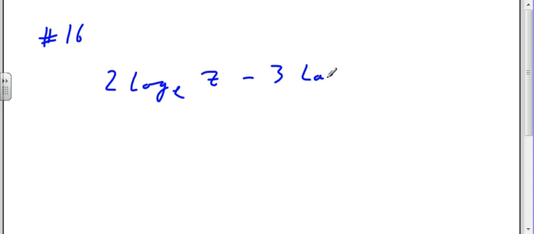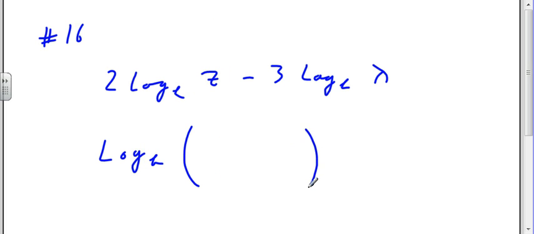All right, number 16. 2b or not 2b, that is the question. Log base b of z minus 3 log base b of x. And we want to make one thing. So we want to make one log base b of something: z squared divided by x cubed. Clear as mud?